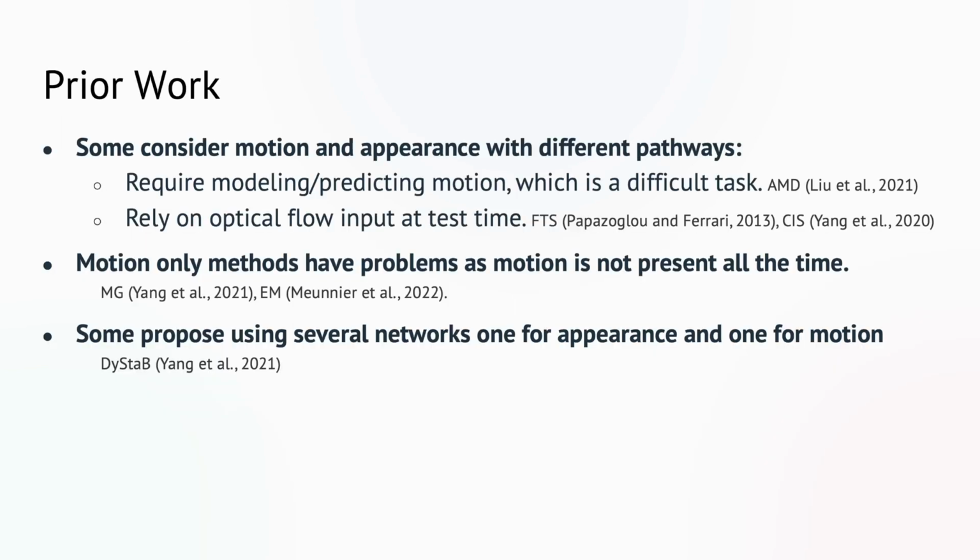There have been many prior works using both appearance and motion, even in the fully unsupervised regime. Several methods consider motion and appearance in separate pathways. This either requires modeling or even predicting the motion of the objects, which is a difficult task. If the optical flow is used as input, this becomes restrictive in an online setting. For methods that consider only motion, a further issue arises when the object stops moving.